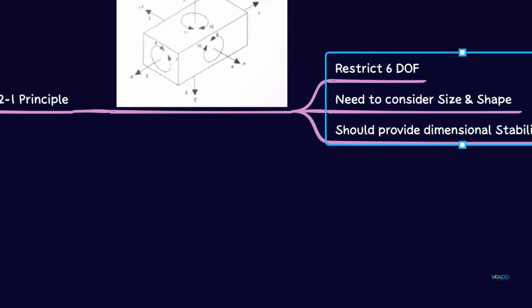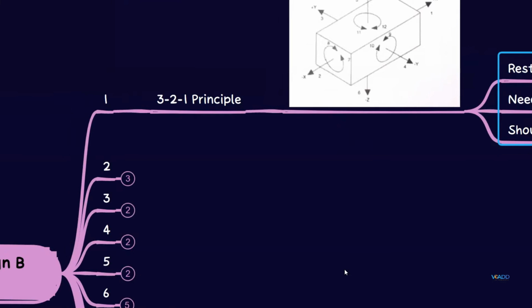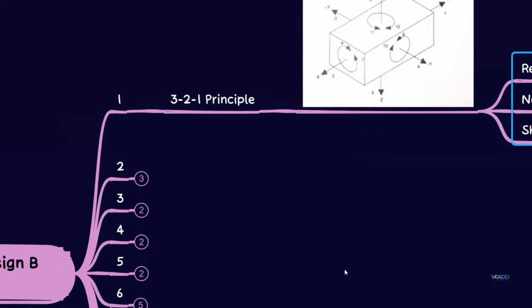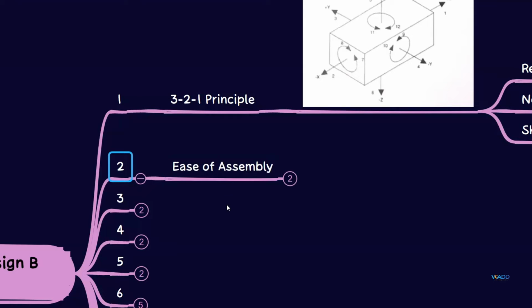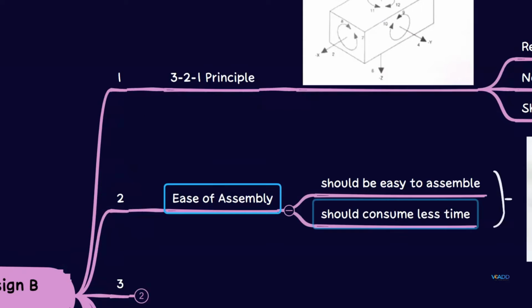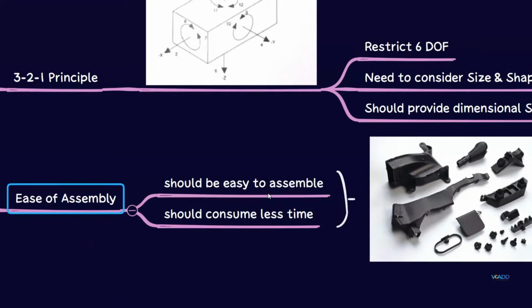Now your locations are finalized. Now decide what is there in the counterpart, if you have a hole, if you have a slot, or if you have just an edge. Considering that, we have other factors: ease of assembly. You have to consider the ease of assembly, how easy it is to assemble that part. Just take this example. It should be easy to assemble and it should consume less time.